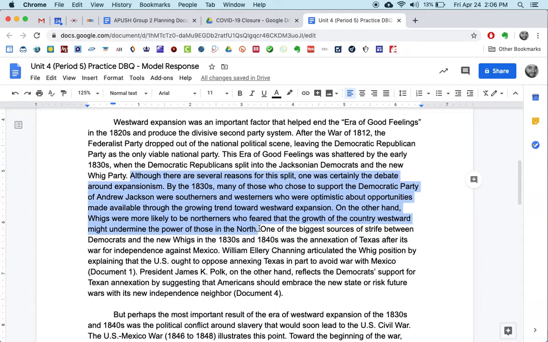Although there are several reasons for this split, one was certainly the debate around expansionism. By the 1830s, many of those who chose to support the Democratic Party of Andrew Jackson were Southerners and Westerners who were optimistic about opportunities made available through the growing trend toward westward expansion. On the other hand, Whigs were more likely to be Northerners who feared that the growth of the country westward might undermine the power of those in the North.